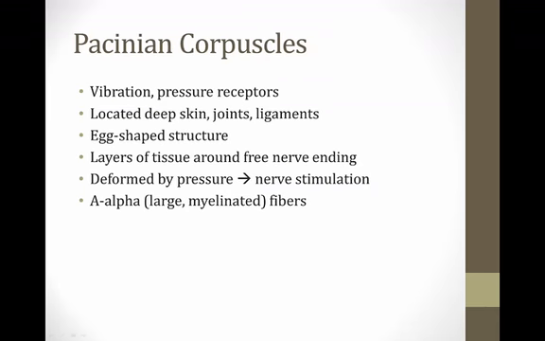Pacinian corpuscles sense vibration and pressure, and they're located deeper in the skin and in things like joints and ligaments. There are these egg-shaped structures which have a free nerve ending in the middle and a bunch of tissue surrounding it. They get deformed by pressure, and this leads to nerve stimulation, and these signals are also carried back to the brain by A alpha large myelinated fibers.